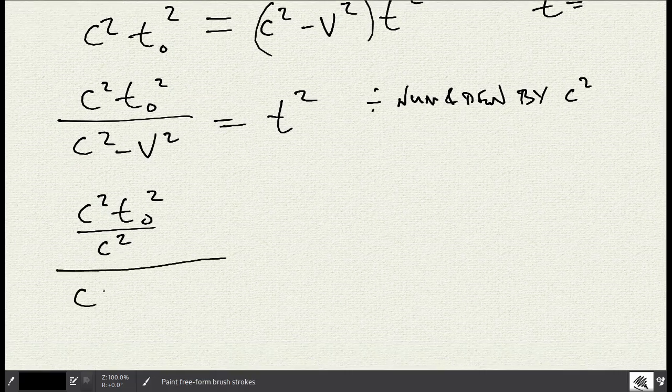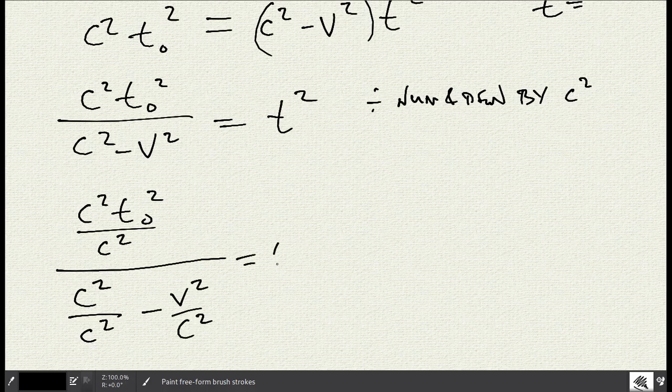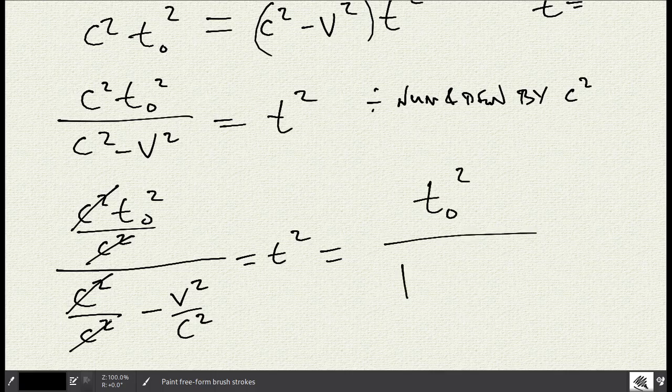Now I'll divide everything in the numerator by c squared minus v squared divided by c squared, and that's still equal to t squared. Now notice this guy cancels out, this guy cancels out, and this guy gives me a 1. So what do I end up with? In the numerator, I have t naught squared divided by 1, which is c squared divided by c squared, minus v squared divided by c squared. And that's all equal to t squared.